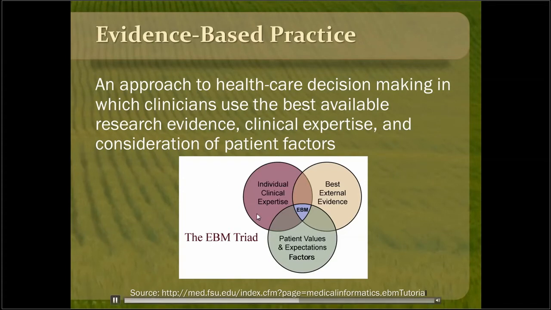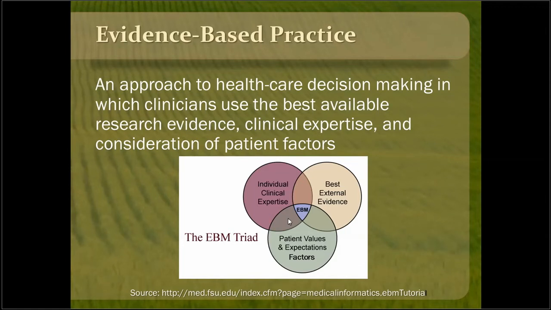But we can also look at this overlap right here. So the overlap between those patient values, expectations, and factors and the individual clinical expertise. This has a lot to do with a therapeutic relationship. And we know, again, from the psychotherapy literature, that one of the best and strongest predictors of positive outcomes in therapy has to do with the strength of that therapeutic relationship, particularly from the perspective of the patient. So if the patient perceives a positive working alliance with the therapist, the more likely that a good outcome will result.